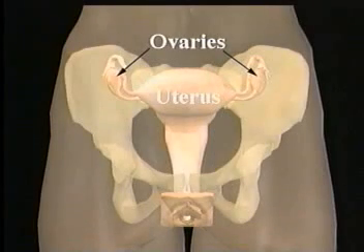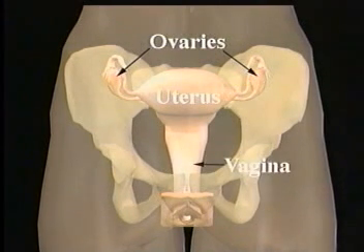The uterus narrows at the lower end into a small opening called the cervix. The cervix opens into a wider area called the vagina, or birth canal. At the end of the vagina is an opening to the outside.